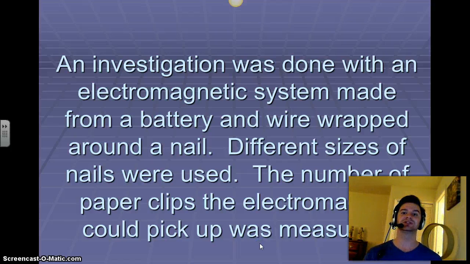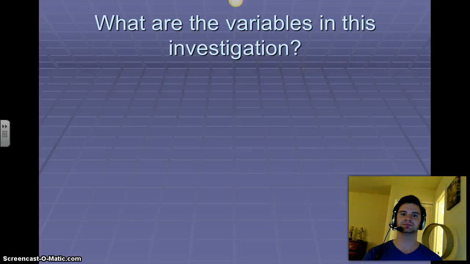An investigation was done with an electromagnetic system made from a battery and wire wrapped around a nail. Different sizes of nails were used. The number of paper clips the electromagnet could pick up was measured. So there were a few key words there, and let's look at it. What was our independent variable? What was I changing in this experiment?